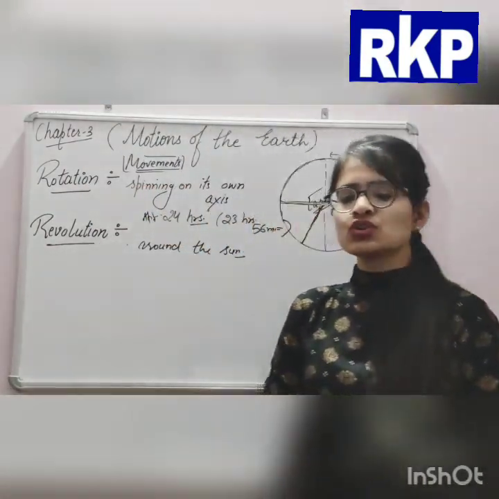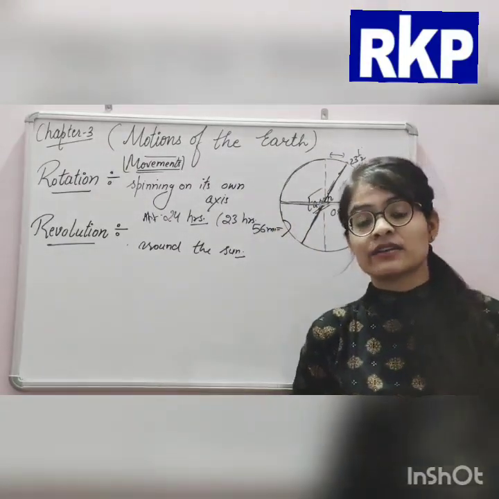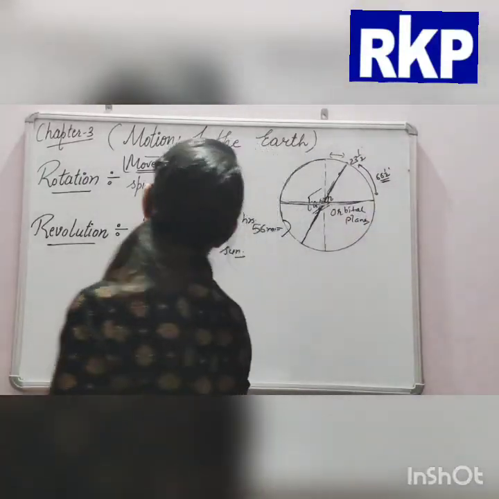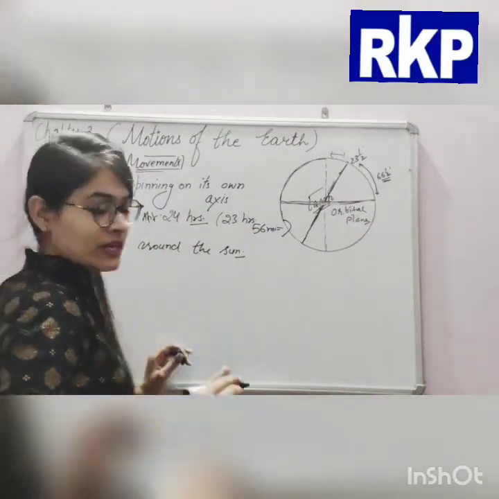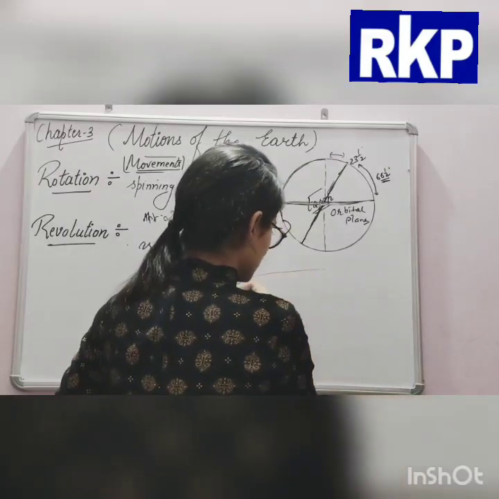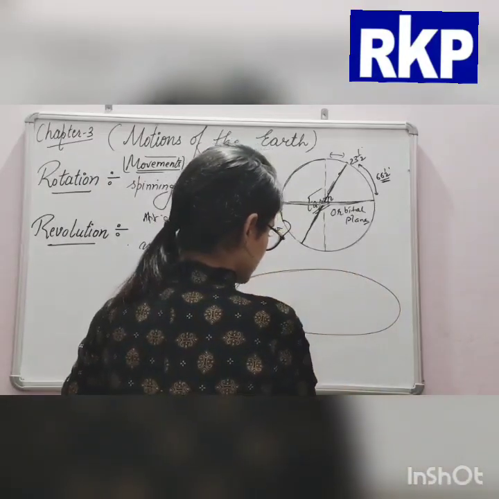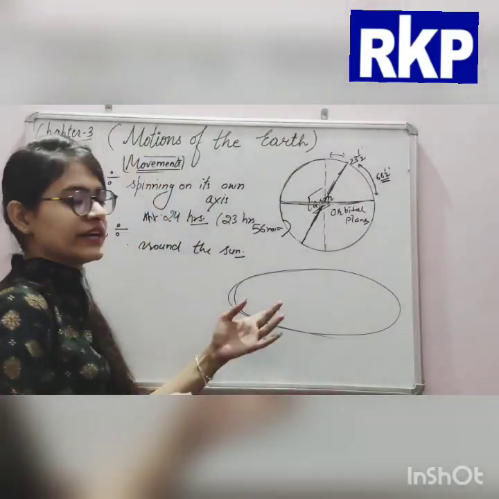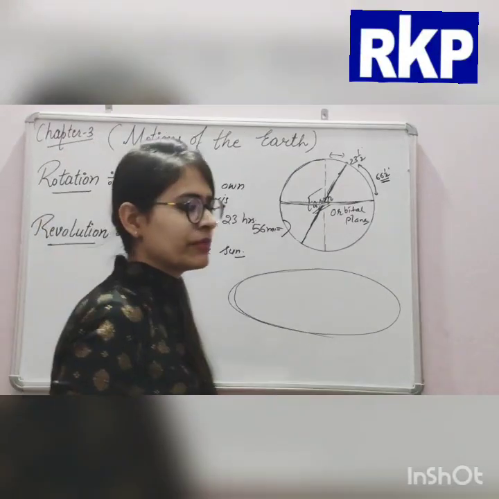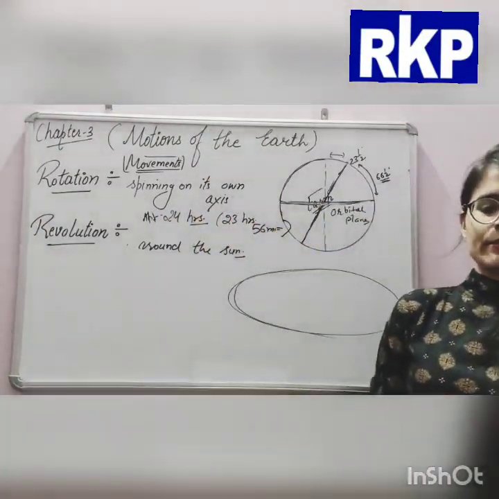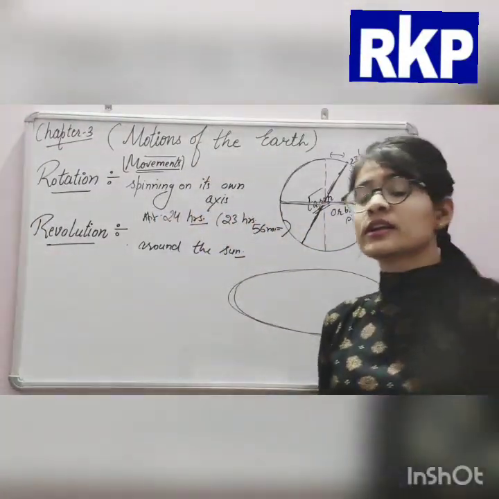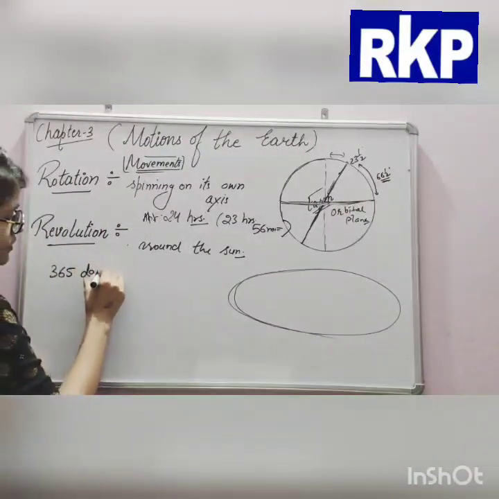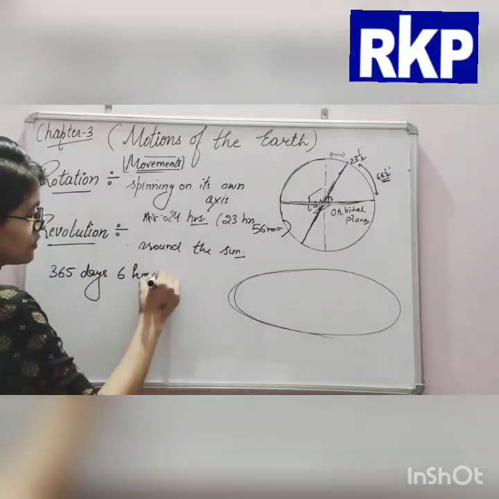Clear? So next, we can say that our earth's orbit is in oval shape, or elliptical. What is elliptical? Like this, like the shape of an egg, an oval shape. So it is elliptical shape. So the orbit or the path is in elliptical shape. And our earth takes 365 days and 6 hours.